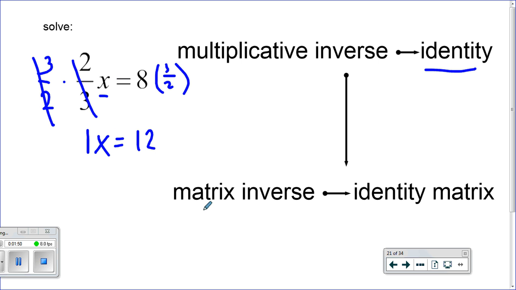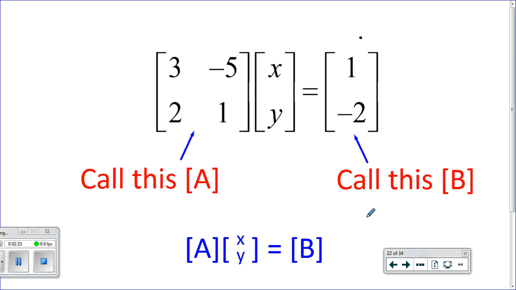Well, it works the same way when it comes to matrix equations. When I have a matrix equation, I'm going to multiply each side by the matrix inverse, which again is going to give me the identity matrix. So it's the same idea. In our number system, we're going to multiply by the multiplicative inverse. In a matrix equation, I'm going to multiply by the matrix inverse in order to get the identity, in order to get whatever I need on the left-hand side alone. So let's take a look at what this looks like.